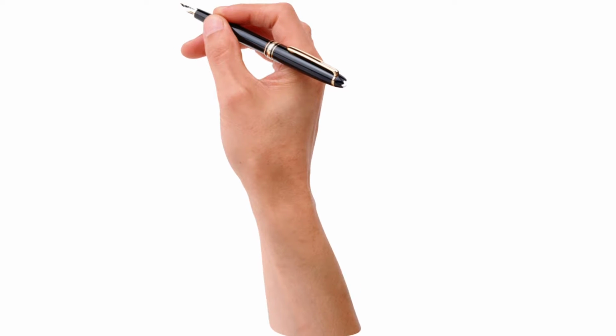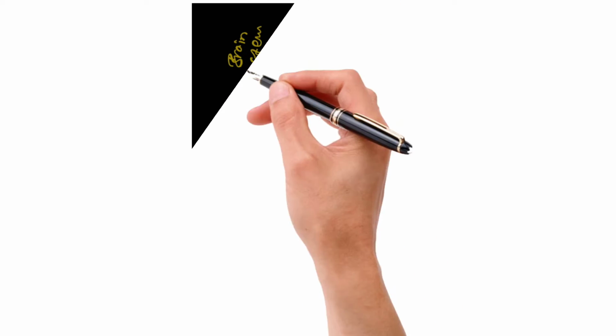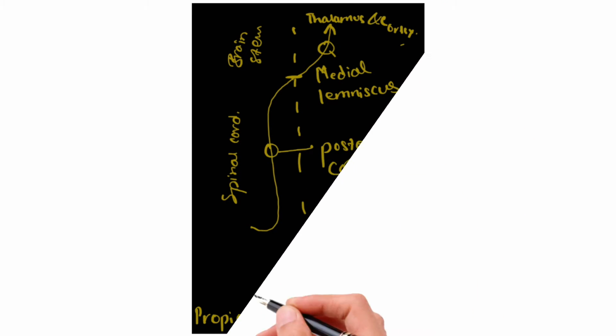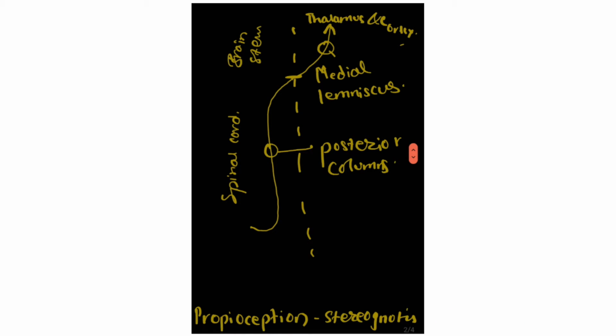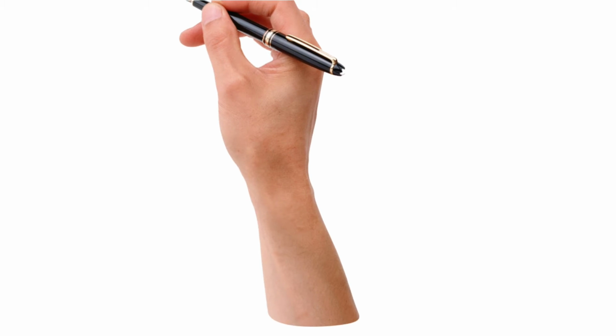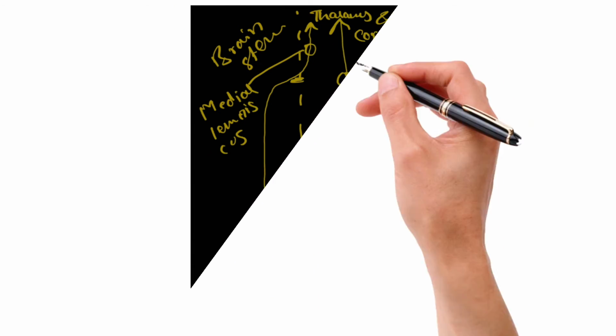The pathway for proprioception and stereognosis, also for the perception of vibration, initially remains on the same side of the spinal cord that it enters, crossing over at the junction between the spinal cord and brain stem. The synaptic areas just prior to this crossing are the nucleus cuneatus and nucleus gracilis. Nucleus gracilis conveys proprioception.